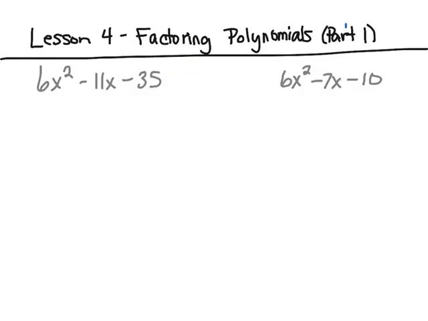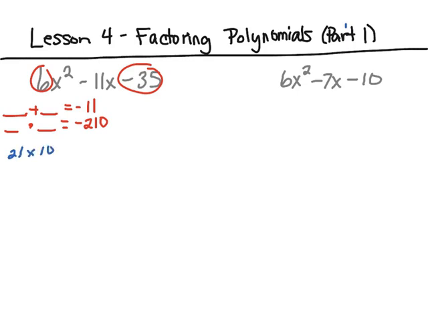Okay, for our next example, we check to see if we can divide by anything, and there's no common factors, so we want two numbers that add up to get negative 11, and multiply to get 6 times negative 35, which is negative 210. So for this one, it's going to be 21 and 10 that will make 11. So negative 21 plus 10, and negative 21 times 10. So we're going to break up our middle term, so we have 6x squared minus 21x plus 10x minus 35.